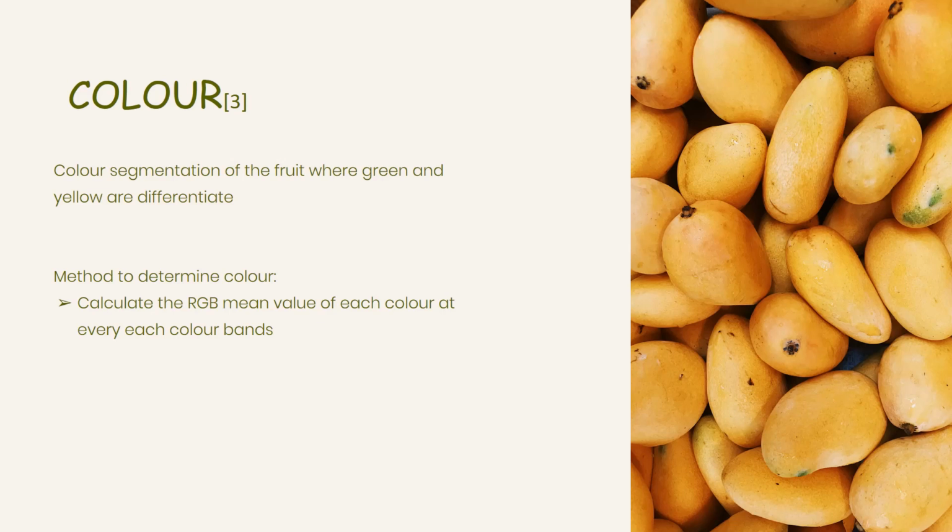Next, for the color, the method we use will be the color segmentation of the fruit, where the green and yellow will be differentiated. And the method to determine this color will be by calculating the RGB mean value of each color between the green and yellow at each color band.